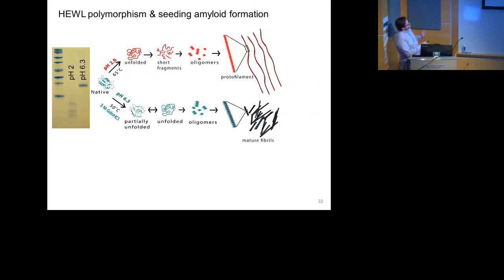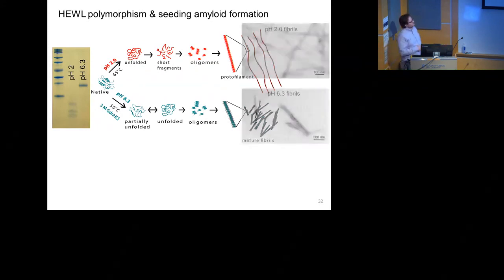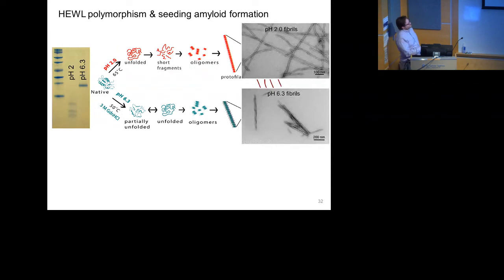The other way is to do it closer to neutral pH, but you have to have some sort of chemical denaturant. So in this case, 3 molar guanidinium. And the key difference here is that in one case, you're getting fibrils that are made of peptides. In the other case, you're getting fibrils that are made of intact protein. So just by that alone, you ought to be getting different polymorphs. And so we think that we do get different polymorphs. The fibrils at pH 2 look different than the ones at 6.3.